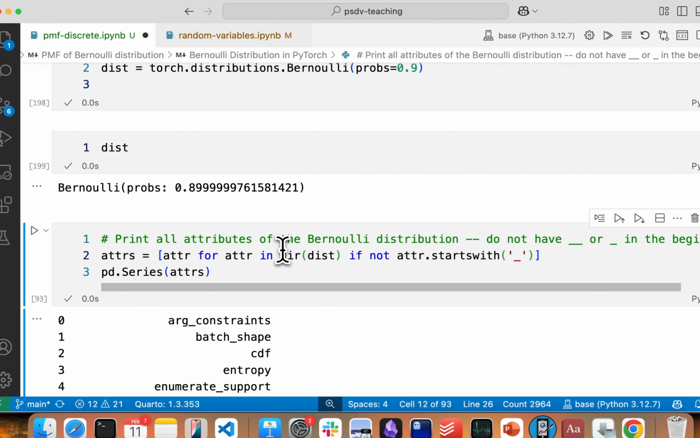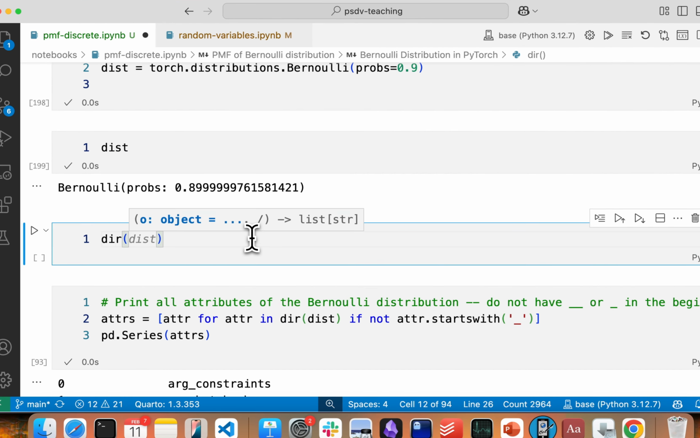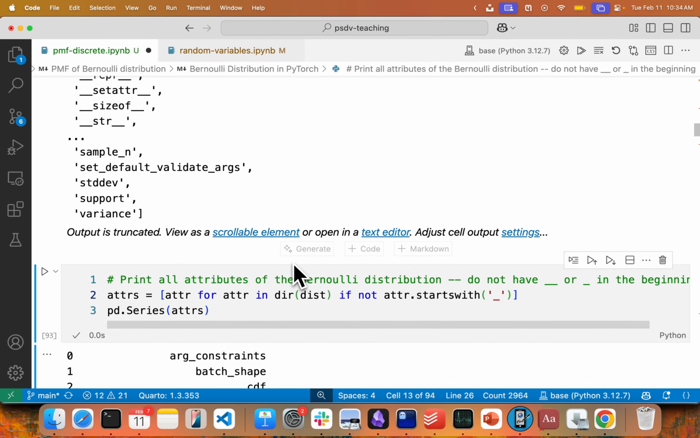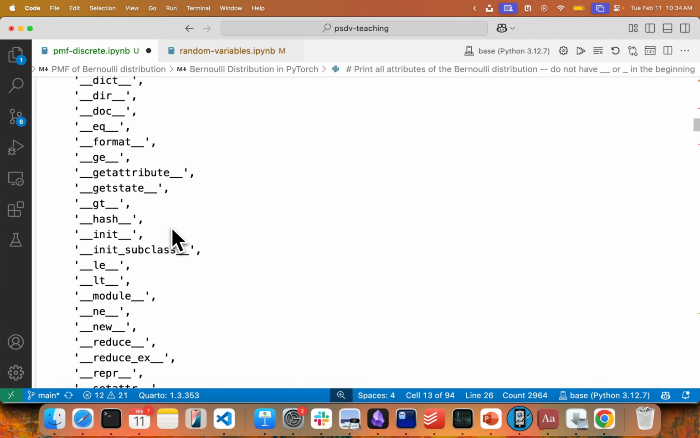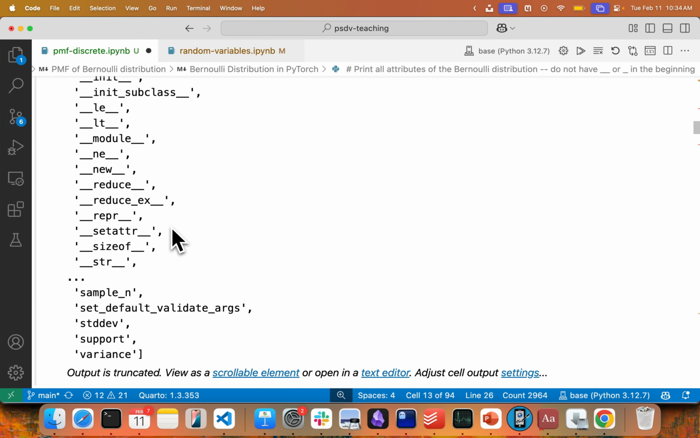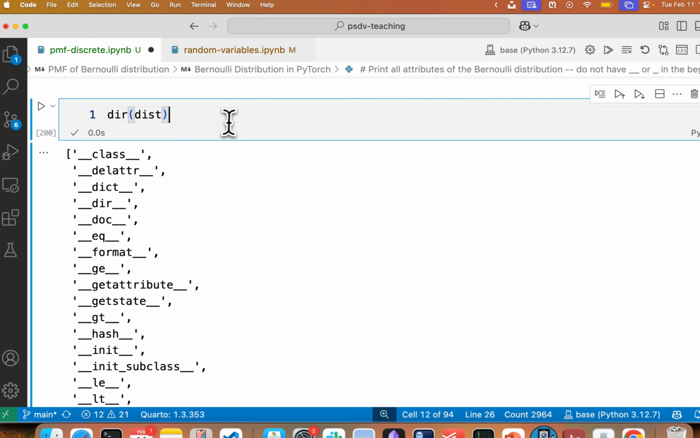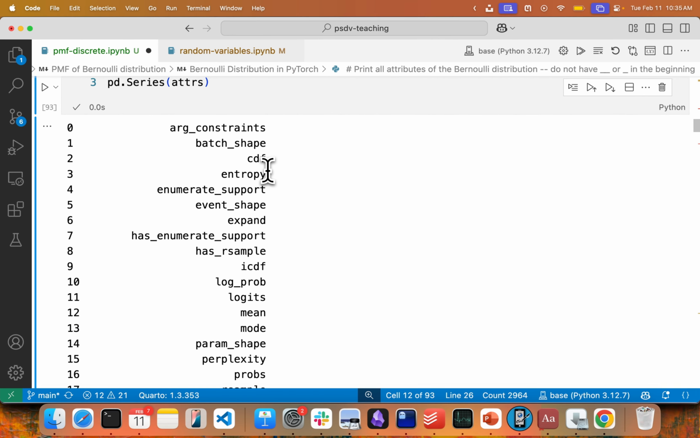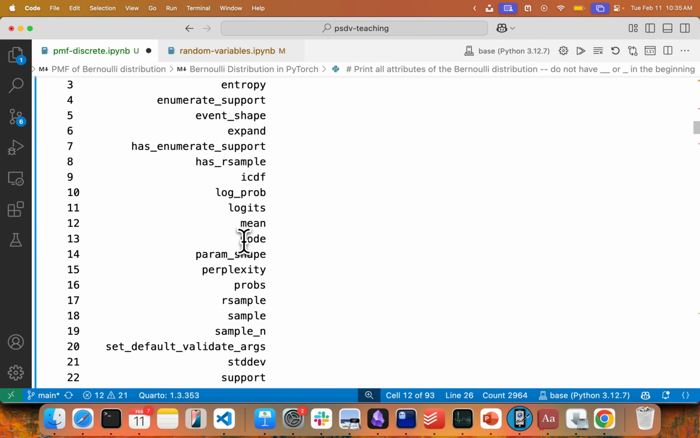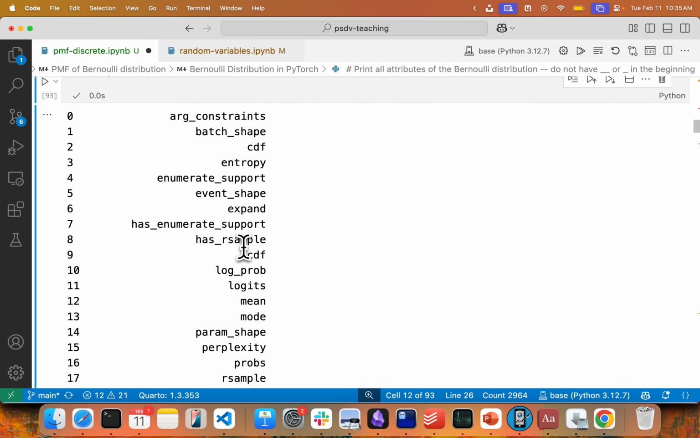If I had instead not done this and just called dir of dist, I would get all of these: class, del attribute, dict, less than equal to, etc. I don't want all of them. I just want to look at a few attributes. This is just to show what attributes a PyTorch distribution object has. Not all PyTorch distributions will have all of these, but you'll have many of them across different distributions.